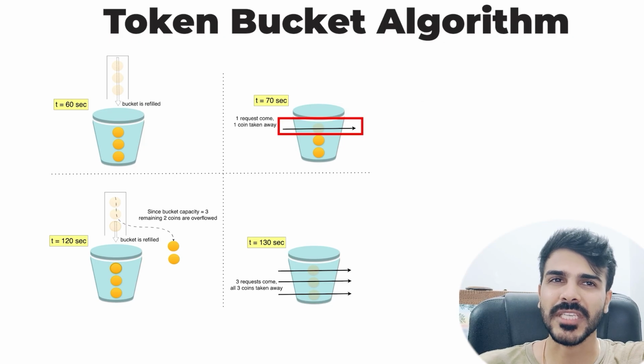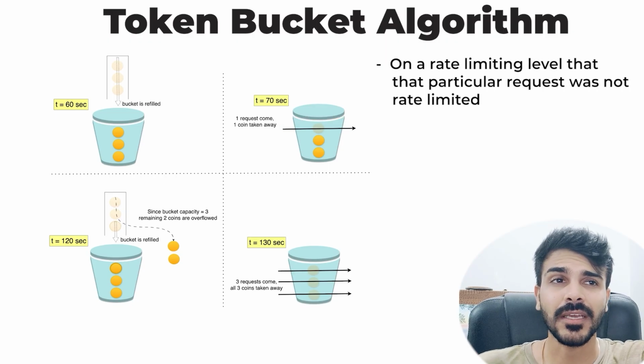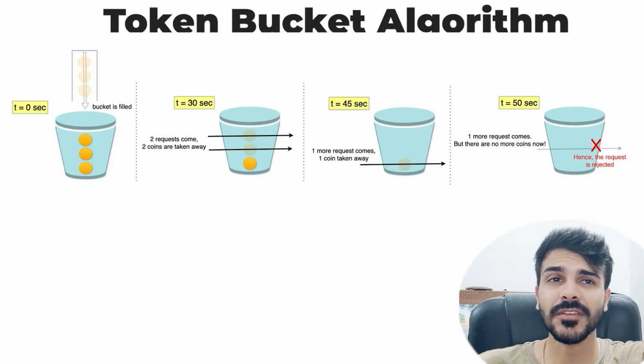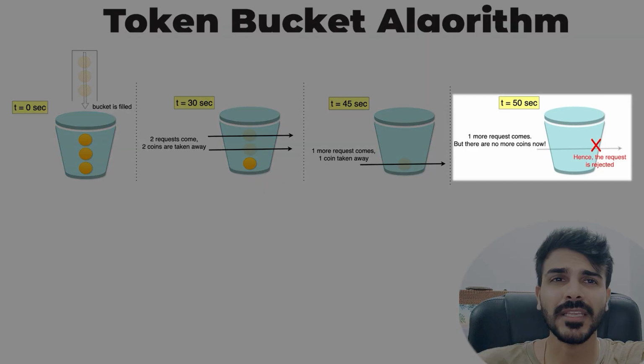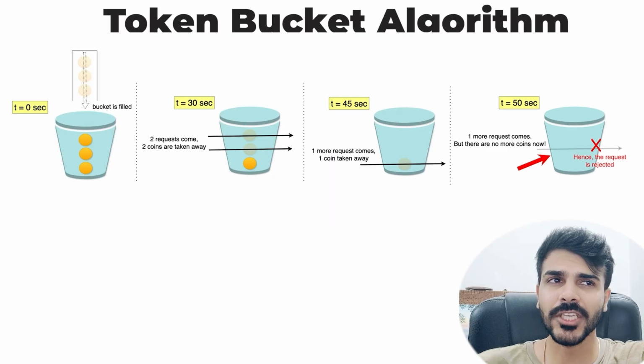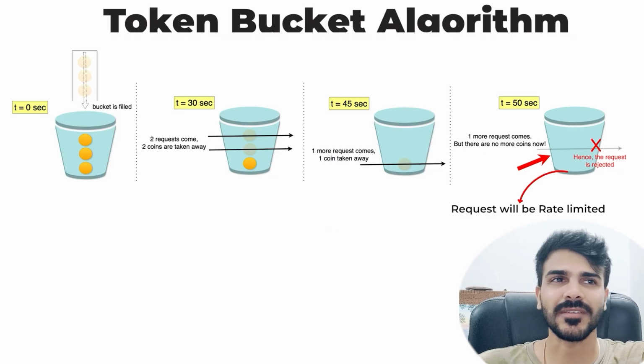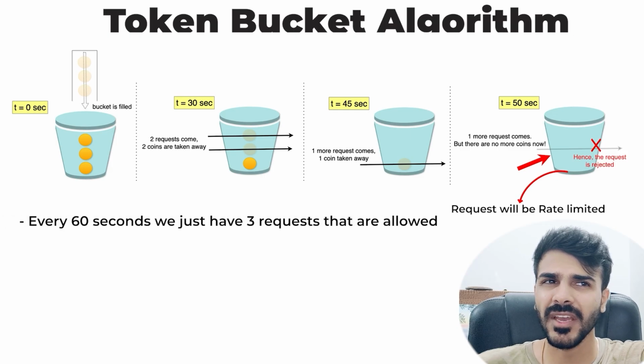Whenever a request was able to consume a coin and pass through, it means on a rate limiting level that the request was not rate limited because it was passed through, it was allowed. Whenever we didn't have a sufficient number of coins in our bucket, for example at t equal to 50 seconds when our bucket was empty and there was one request, in such cases the request is rate limited. So this makes sure that in every 60-second window we have 3 requests that are allowed to pass through. The rest would be rate limited.